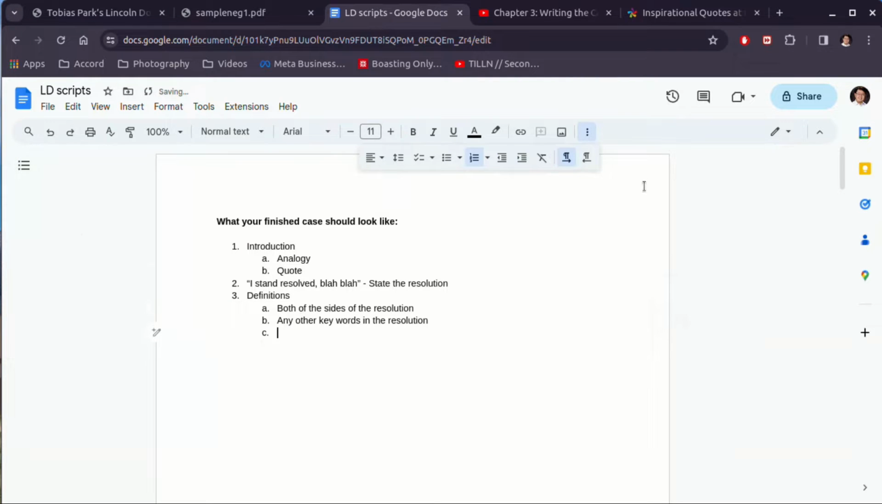So speaking of that, after you give your definitions, you'll usually have your value. So you'll want to state your value, obviously. You'll want to define your value, to give a definition of your value. And then you'll usually want to have some kind of reason to prefer, basically stating why this value is the highest in the round. Why should it be the value that we use in this resolution?